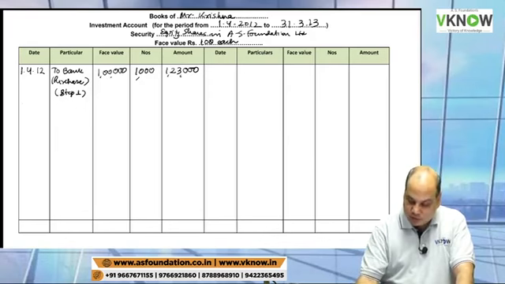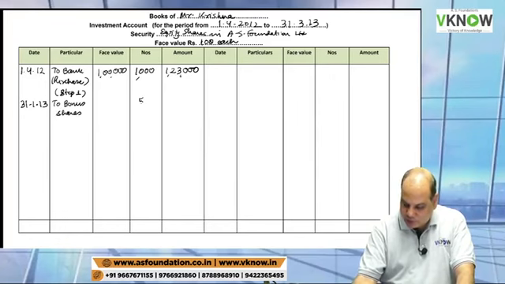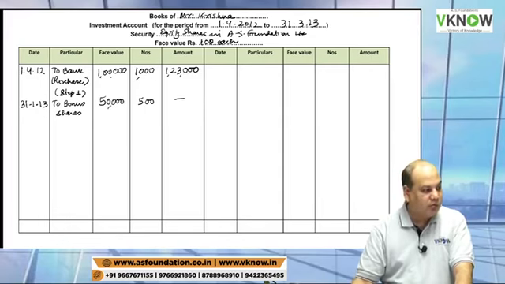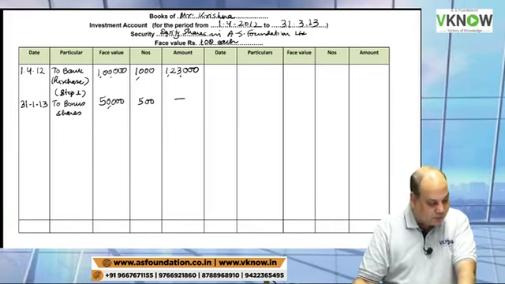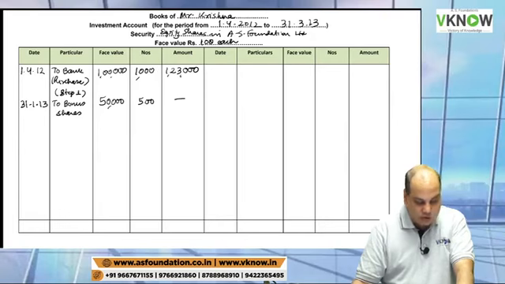Then on 31st January 13, bonus shares. 500 bonus shares were received. Face value will be 50,000, but cost is 0. Cost of bonus share is 0. Then there is a sale of shares. What is the date of sale? 31st March 13.